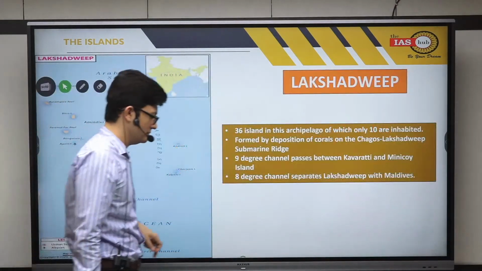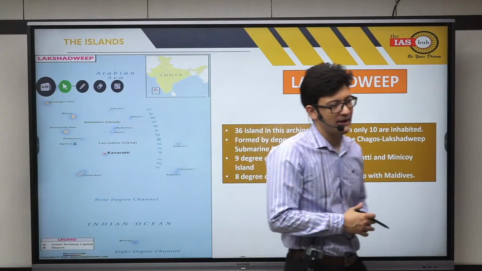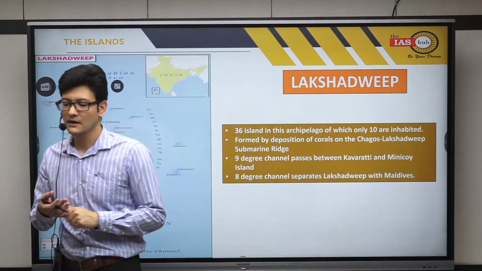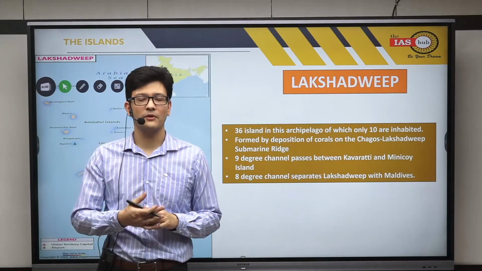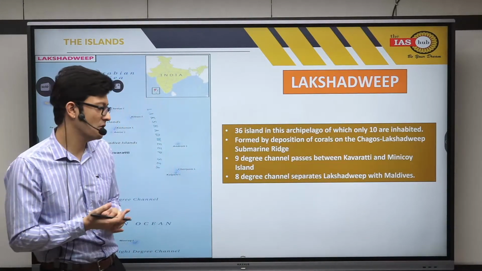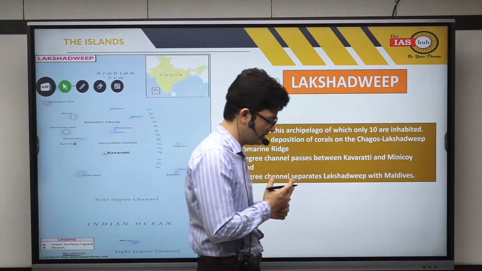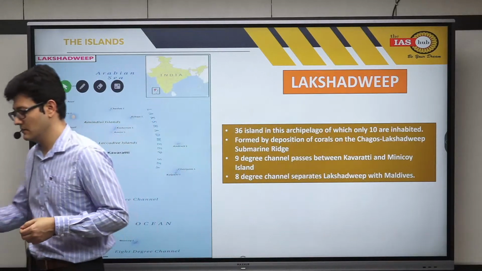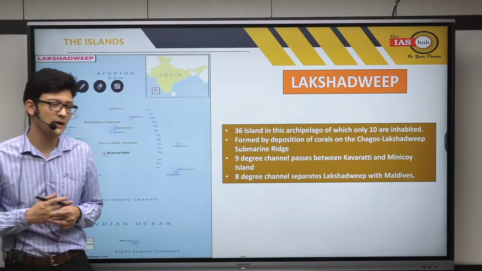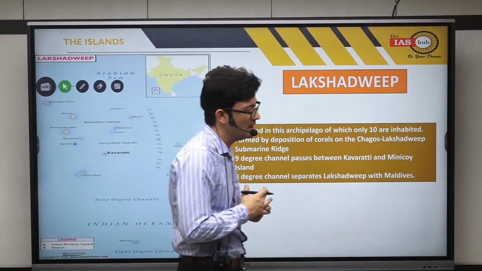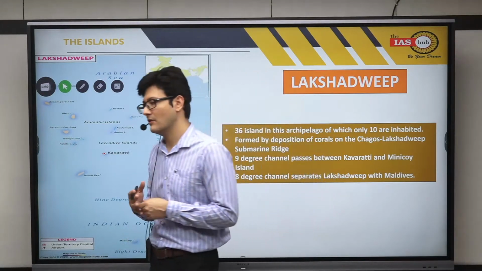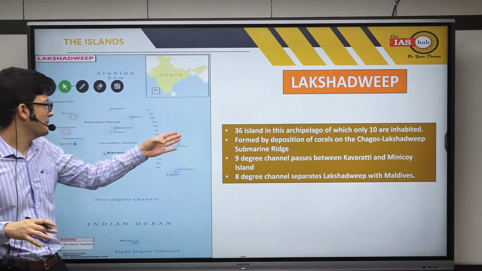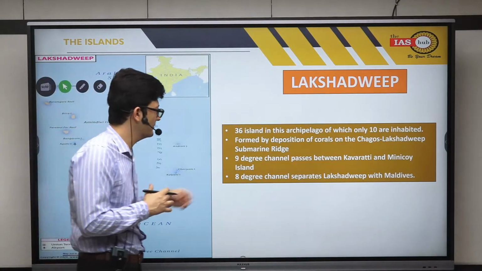Then we'll move on to the Lakshadweep. Lakshadweep Islands are different from the Andaman Islands in that they are formed of coral, from the Chagos archipelago region. Basically, they are coral deposits only, unlike the Andaman and Nicobar Islands, which were formed due to tectonic activity. So these are formed by the deposition of corals on the Chagos-Lakshadweep submarine ridge.